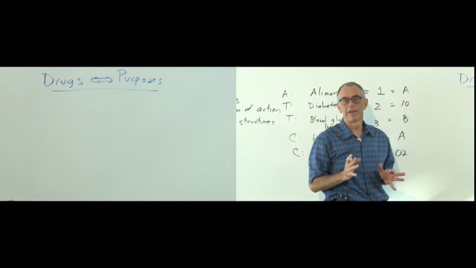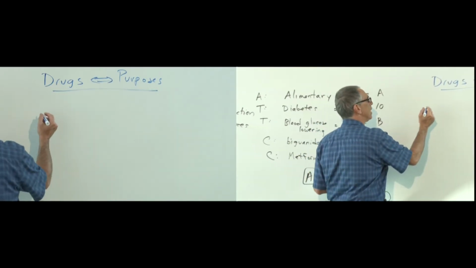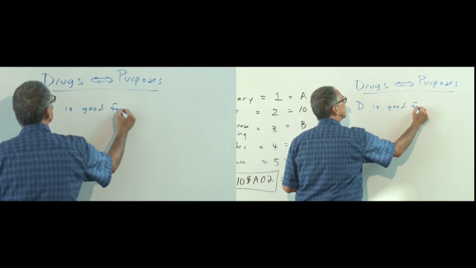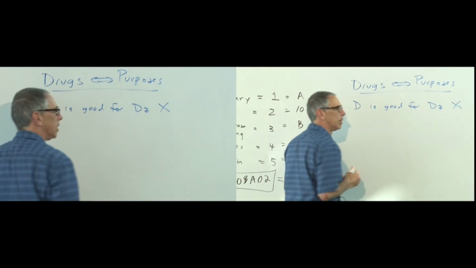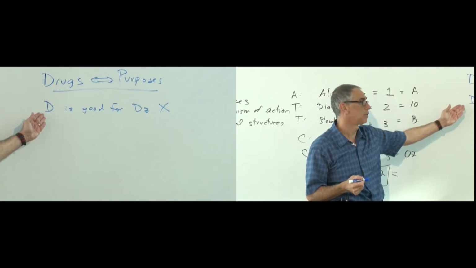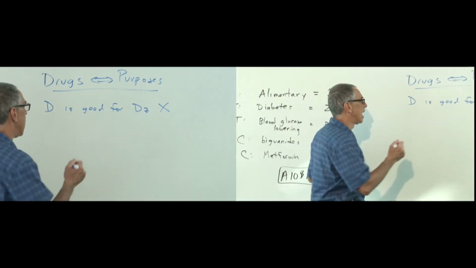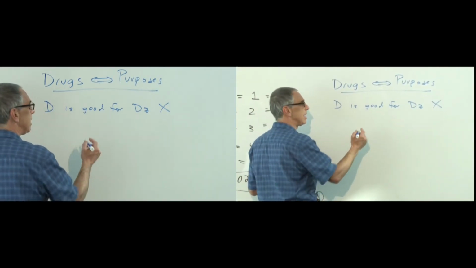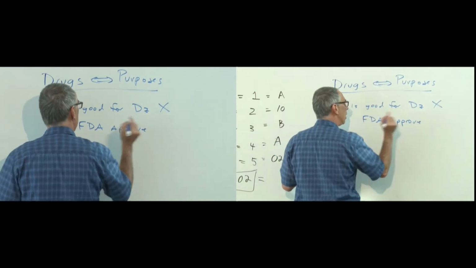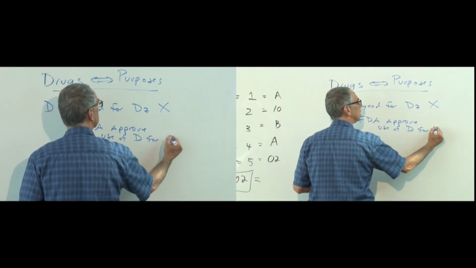Drugs are approved by the FDA with a specific purpose in mind. So a drug company goes to the FDA and says, we think that drug is good for disease X. And the company provides evidence based on the effects of the drug, the pharmacodynamic effects, that it works for disease X. And then if the FDA is compelled by the evidence, the FDA will approve. And what it approves is the use of the drug D for disease X.